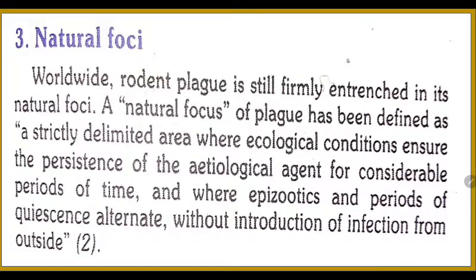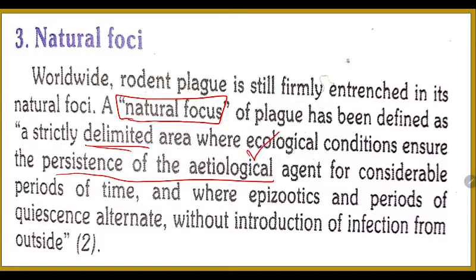What is called natural foci, we are speaking about it a lot. See, a natural focus of plague is a strictly delimited area where the ecological conditions ensure the persistence of the etiological agent, Y. pestis, for a considerable period of time, and where epizootics and periods of quiescence alternate. We will now see what this period of quiescence is. But another important thing, remember, without introduction of infection, there is alternating quiescence and epizootics. This is called natural foci.